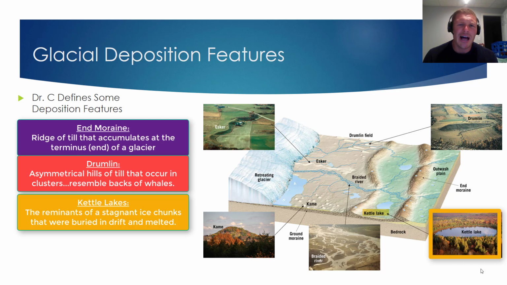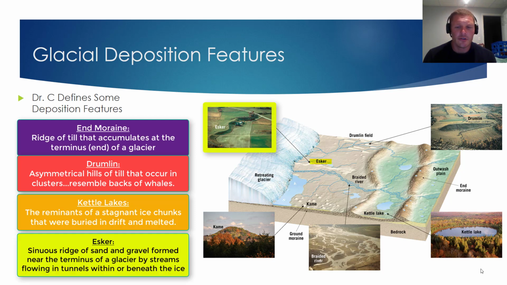Another depositional feature shown in this image are kettle lakes. Kettle lakes are formed when a block of stagnant ice gets caught and buried in drift. That buried ice will eventually melt, and when it does, it will leave a pit of water in the glacial sediment. The final depositional feature I'd like to highlight in this image are eskers. Eskers are long, snake-like till ridges, and they're formed by streams flowing within tunnels inside the glacier or from streams beneath the ice. Eskers will typically occur near the terminus of a glacier, and the terminus of this glacier shown in this image is its leading edge.